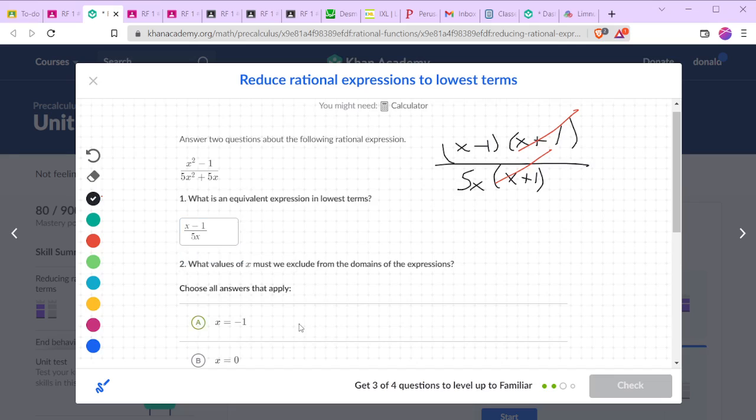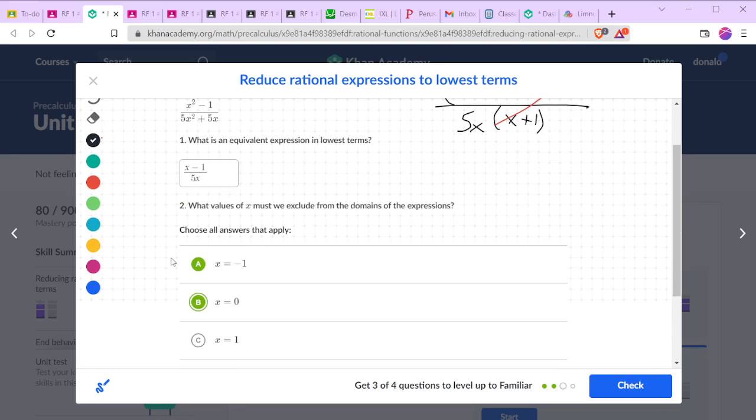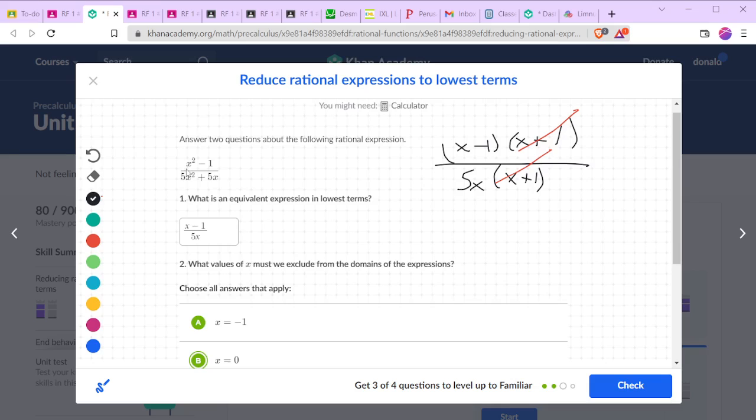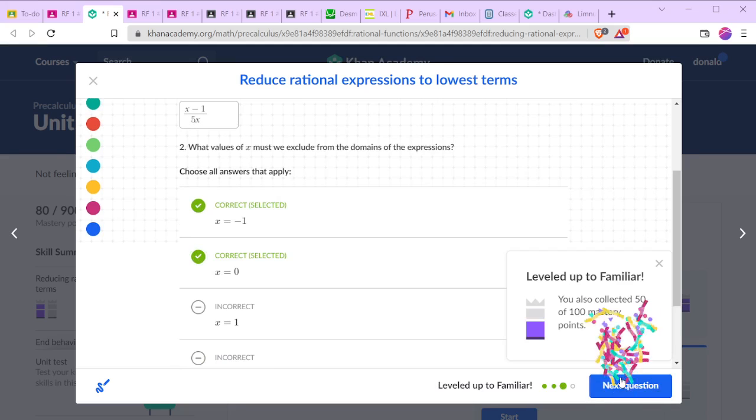In the excluded values, we have the negative 1 for the x plus 1 and the 0 from the 5x. Remember, if something is excluded at any point in the calculation, it's excluded at every point in the calculation. So even though x plus 1 cancels, the x equals negative 1 is still a non-permissible value.